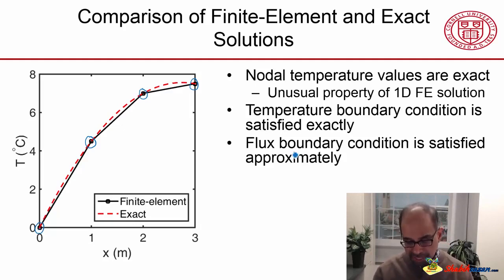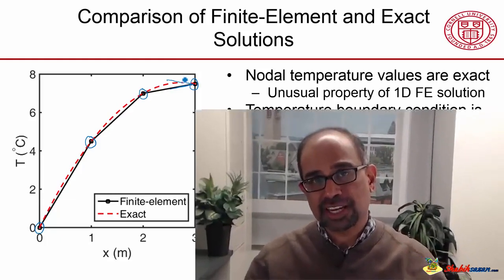In contrast, the flux boundary condition is satisfied approximately. To see that, we look at the slope, because the flux is proportional to the slope of the temperature curve. And in the exact solution, the slope is something like that. And in the finite element solution, the slope is like that. And so you see there's a mismatch between the two. So the flux that we specify is not satisfied exactly. And that's usually the case.